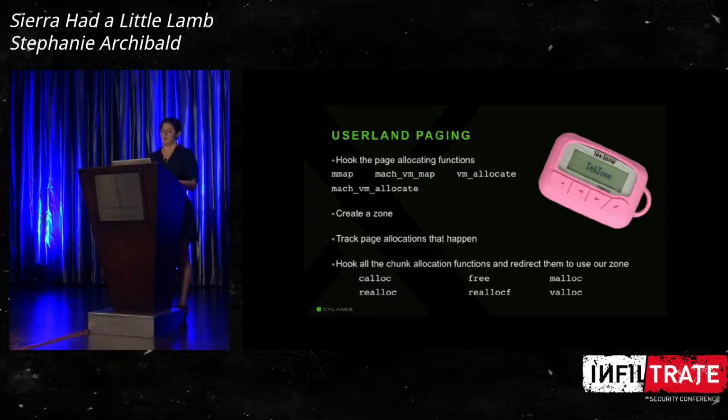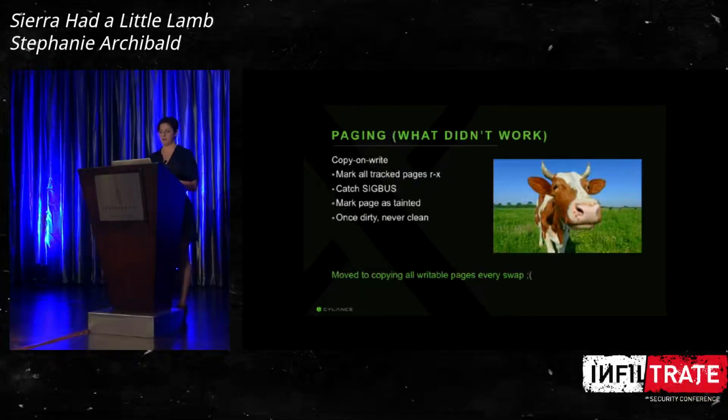And then basically you just sort of hook your malloc, you hook your calloc, vm_allocate, all of those functions, right? And then redirect them to using the zone that you've allocated. And because the zone will then return chunks of memory from our zone, we already know that we're writing those pages in and out as necessary.